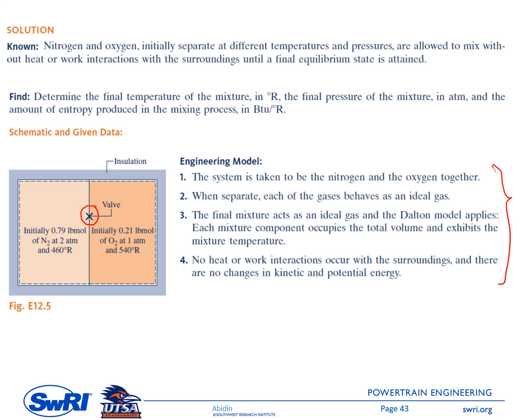And these are the assumptions of the engineering model. The system is taken to be nitrogen and oxygen together. When separate, each of the gases behaves as an ideal gas, and we can also apply the Dalton model here. No heat or work interaction occurs with the surroundings, and we can ignore the change of kinetic and potential energies. You can see in the schematic on the left side we have nitrogen, on the right side we have oxygen. The initial condition is also given there along with the mass.